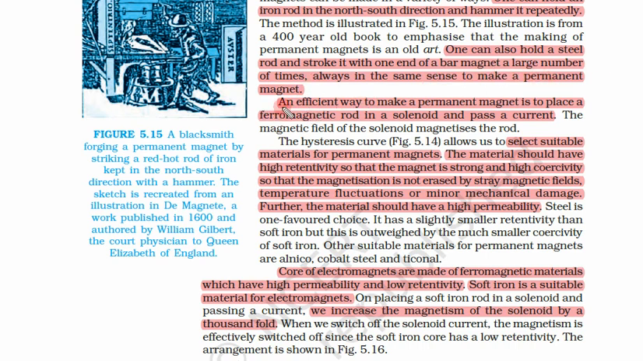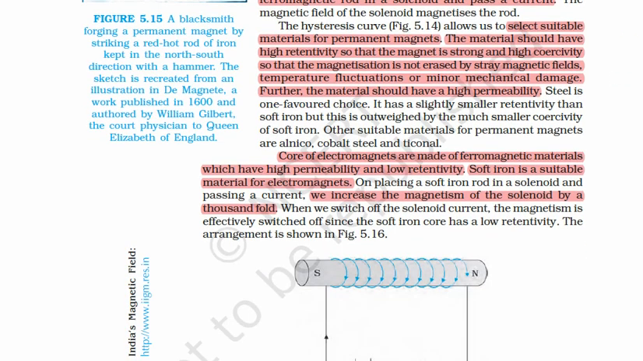So what is a good way? An efficient way to make a permanent magnet is to place the ferromagnetic rod in a solenoid. We put this ferromagnetic material inside a solenoid and pass the current. The magnetic field of the solenoid magnetizes the rod. We have already seen, if the material is a ferromagnet, it will become magnetized inside the solenoid. So this is a much easier way.